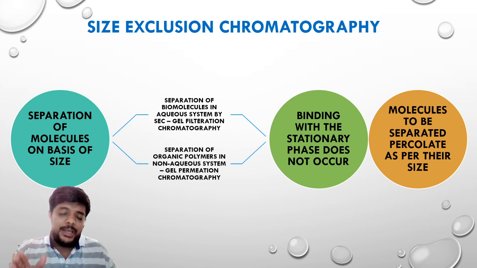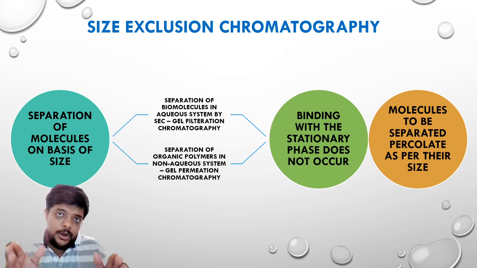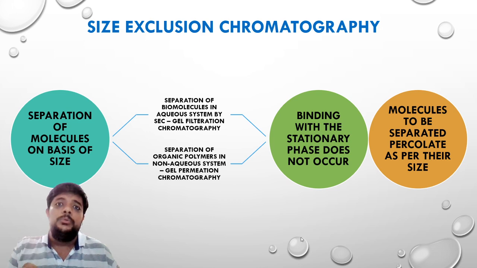Hence, it is written in this slide that binding with the stationary phase does not occur. Molecules to be separated percolate as per their size. So it is just percolation, passing on of different sized molecules into a column.